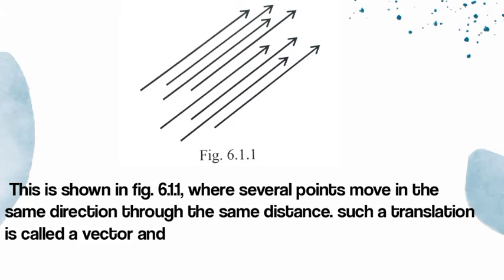The essential feature of a translation is that the sheet moves over the grid without turning. A general translation would move the sheet k units across and l units up the grid. This is shown in figure 6.1.1, where several points move in the same direction through the same distance. Such a translation is called a vector and is written (k, l).